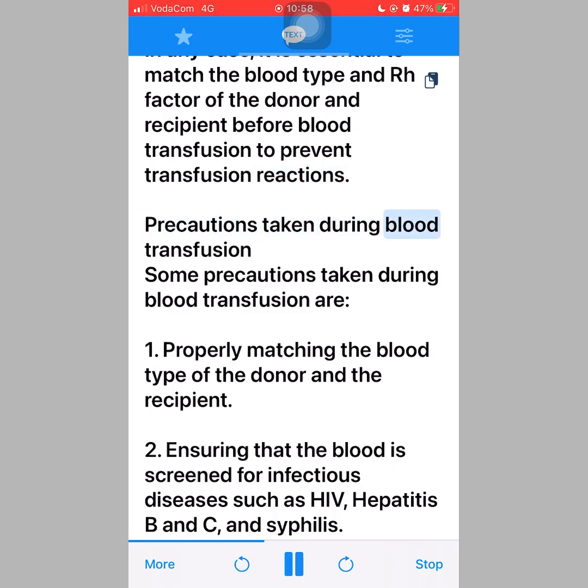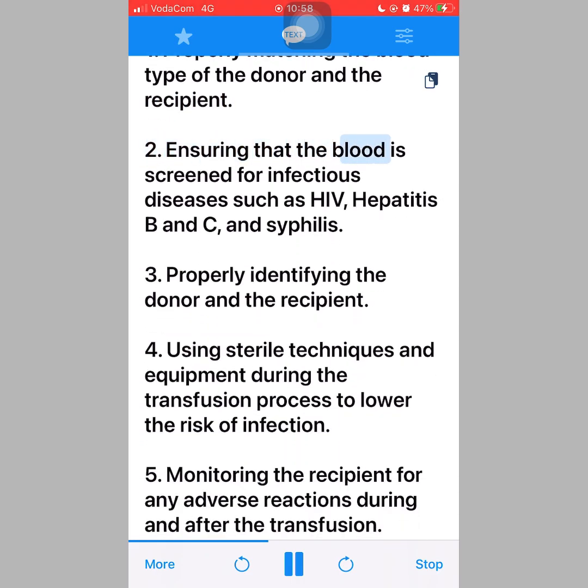Precautions taken during blood transfusion. Some precautions taken during blood transfusion are: 1. Properly matching the blood type of the donor and the recipient. 2. Ensuring that the blood is screened for infectious diseases such as HIV, hepatitis B and C, and syphilis. 3. Properly identifying the donor and the recipient.